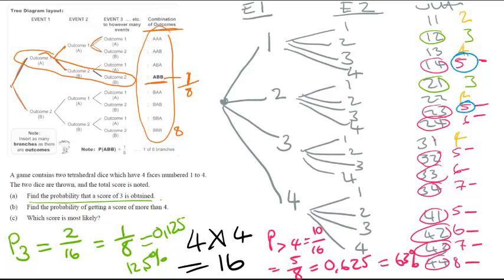1, 2, 3, 4. So the one that is most likely to occur is the number 5, because all 4 sets happen. So probability will be 4 out of 16, which is 1 over 4, or 25% chance of it happening.